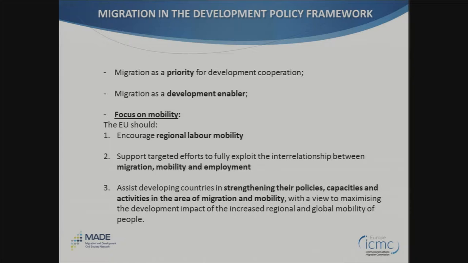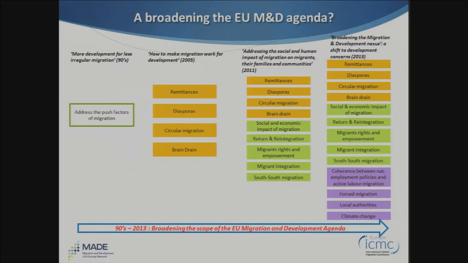On the development side, migration has been considered as a priority for development cooperation. There is as well a focus on mobility, but mostly on regional mobility. And so the EU development policy framework is called the Agenda for Change, and what we saw earlier, the GAM, both of them have been developed in 2011. Since then, there has been a certain evolution ahead of the GFMD, with a new communication being released. And such communication has announced a broadening of the migration and development nexus, with a series of topics being included.